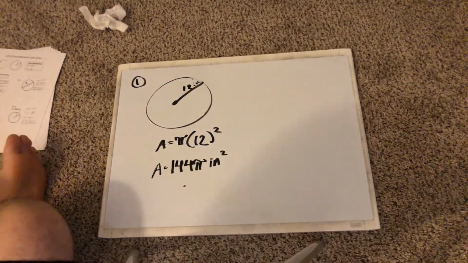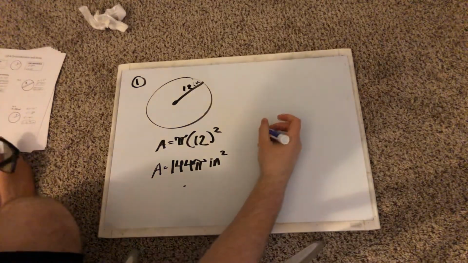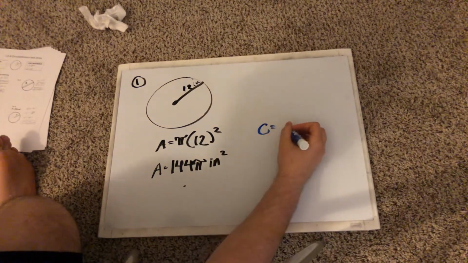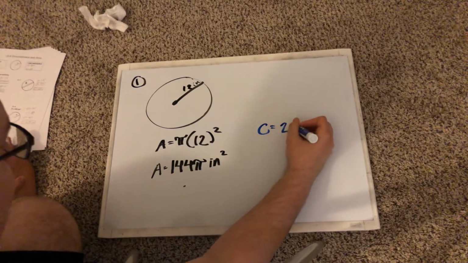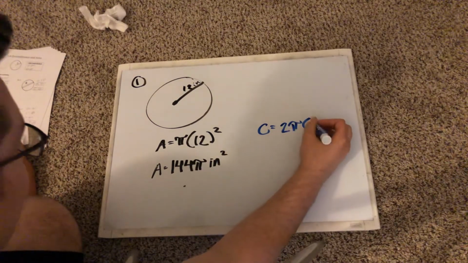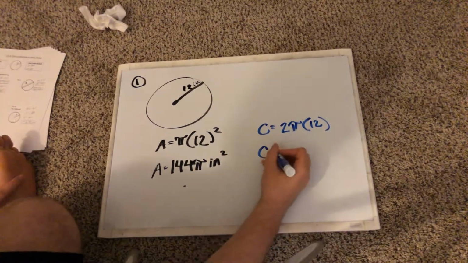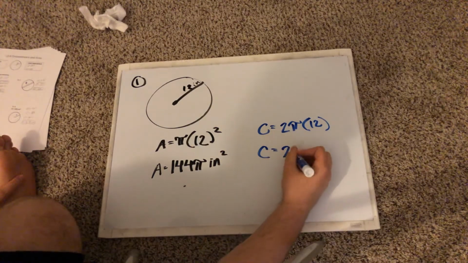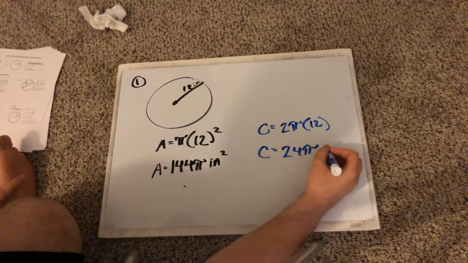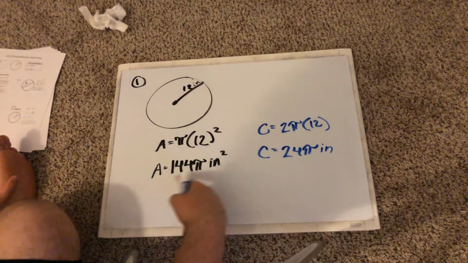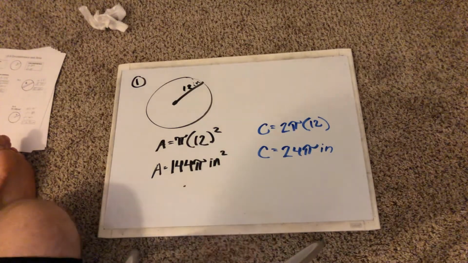If I want to do the circumference, because I have to find both here, it is 2 pi and then the radius, 12. Well, 2 times 12 is 24, so 24 pi inches. This is inches squared because it's area, and this is inches because it's the circumference.